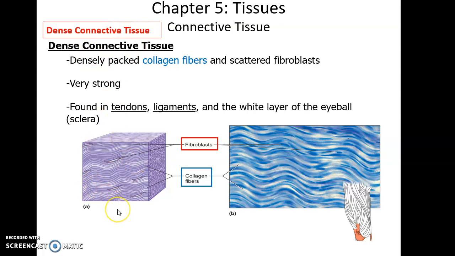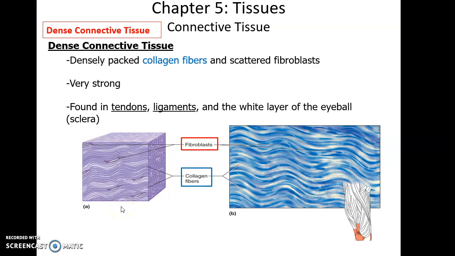Then we have dense connective tissue. In dense connective tissue, it's mostly collagen fibers, and the collagen fibers are densely packed together. So if we look here, all these wavy lines, these are all collagen fibers. There are some fibroblasts scattered throughout. So say here, here's one, there's one.